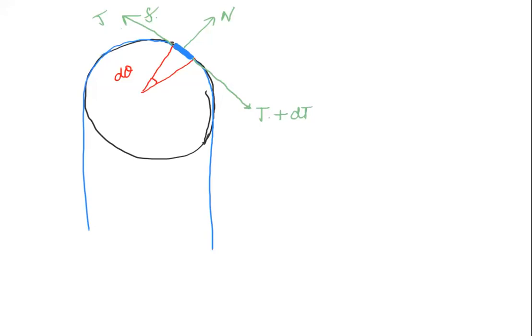Okay. Now what I do is I draw this separately somewhere, and remember that this is part of a circle. This angle is d theta, right?